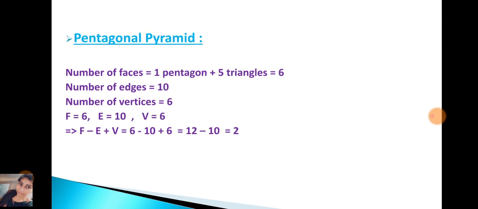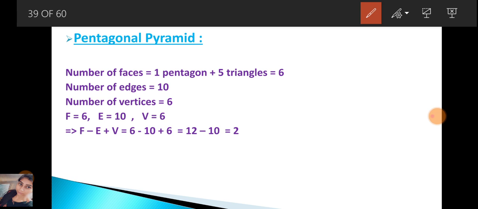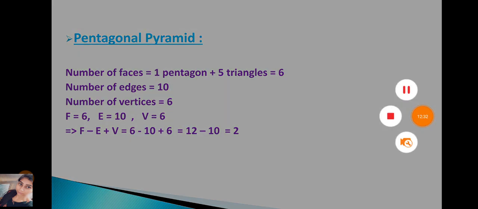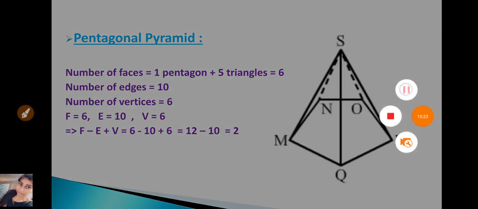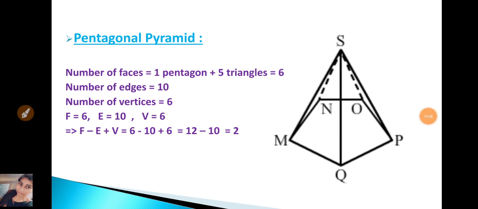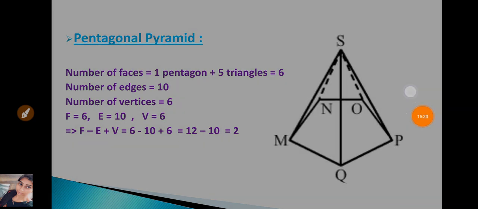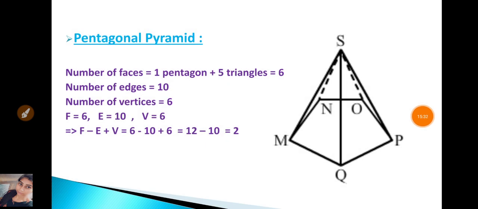Let us move to the next one, that is pentagonal pyramid. For pentagonal pyramid, as I've already told you, it will be a pentagon on the bottom. As you can see in this figure, we have a pentagonal pyramid. Now we will prove or verify Euler's theorem or Euler's formula for pentagonal pyramid. So let us find out the faces, edges and vertices.